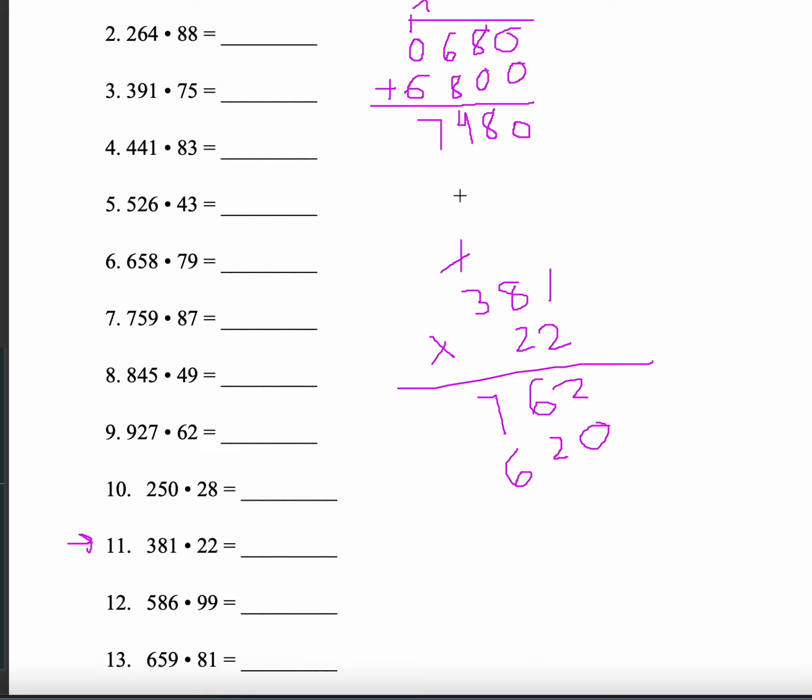We cross this one out. We add the new one. 3 times 2 is 6. 6 plus 1 is 7. Let's add a 0 for a placeholder here. Now we add it. 2 plus 0 is 2, 6 plus 2 is 8, 7 plus 6 is 13. Add the 1 here. So that's 8,382.